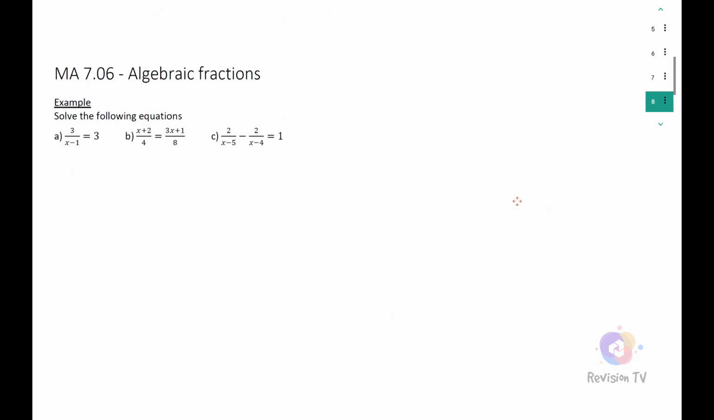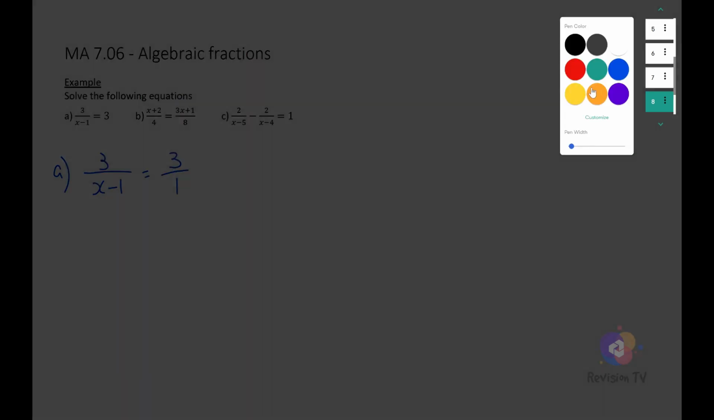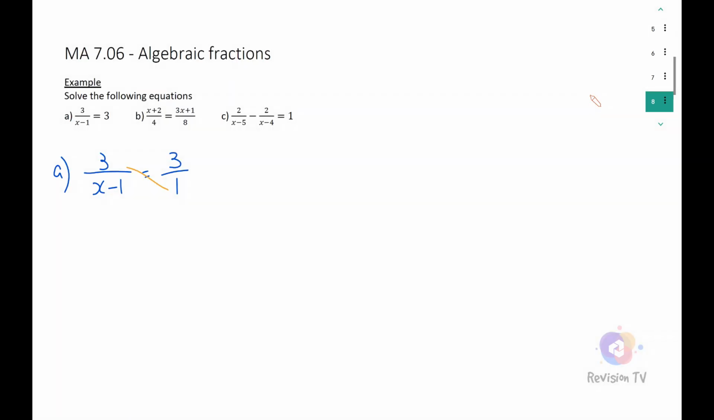Another one. Well done to survive until this part. So we're going to the last section of the lesson, which is about solving algebraic fraction equations. So question A, to solve an equation like this, when you have a fraction on one side, what you want to do is cross multiply. So for the 3, there's no fraction, but if we put it over 1, then we can cross multiply: 1 times 3, and 3 times x minus 1.